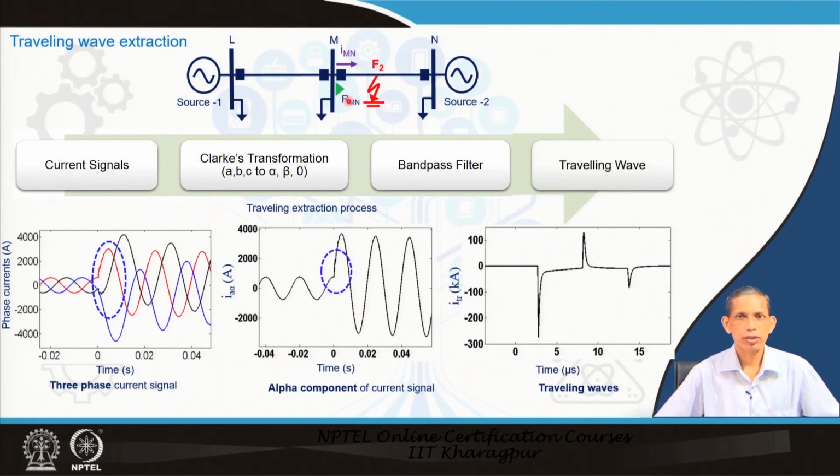CVT response, as compared to the PT response, is not good for high frequency components, but the CT response for high frequency components is pretty good. Therefore, in high voltage systems where a CVT is used, the voltage signal becomes distorted for the high frequency components, and the travelling wave approach is not suitable there. Current information is more suitable because of the proper response of the CT.